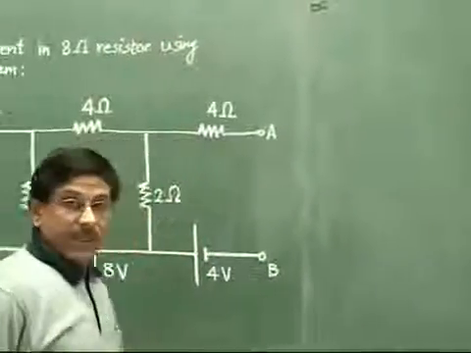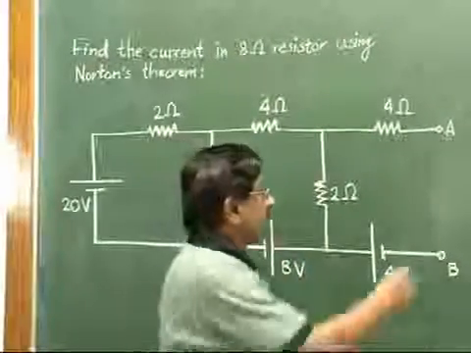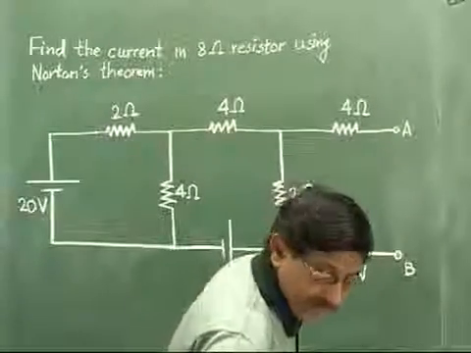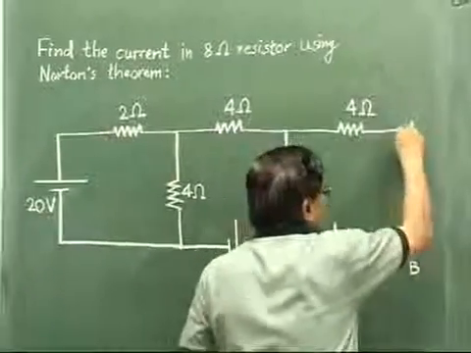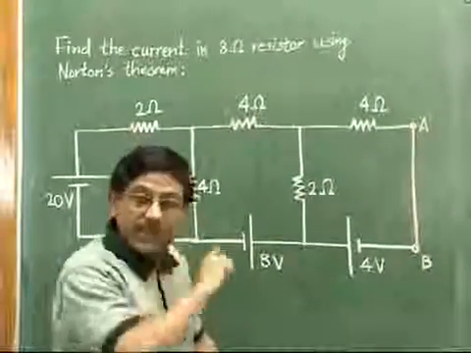Now the second step. In the second step, what we will do is we temporarily short circuit these 2 points. I will just show it with some different color like this. So suppose we short here. So this is the beginning of our second step.